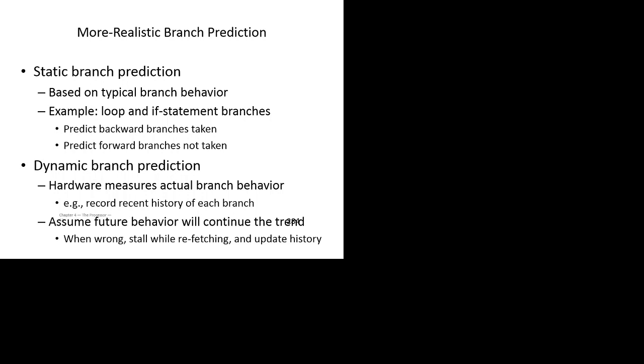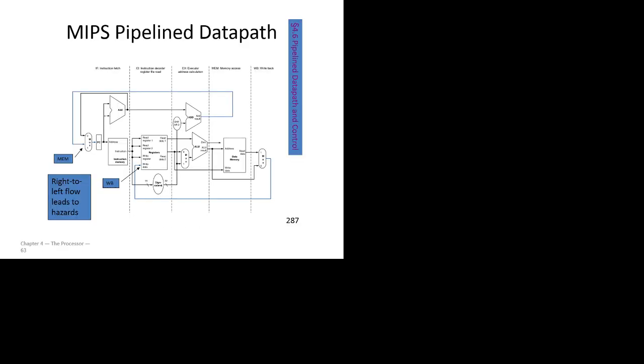Dynamic branch prediction is a whole other area. Again, that gets a little bit outside of the scope of this class. But both of them are based on a history. So now we have to add in for the hazards.